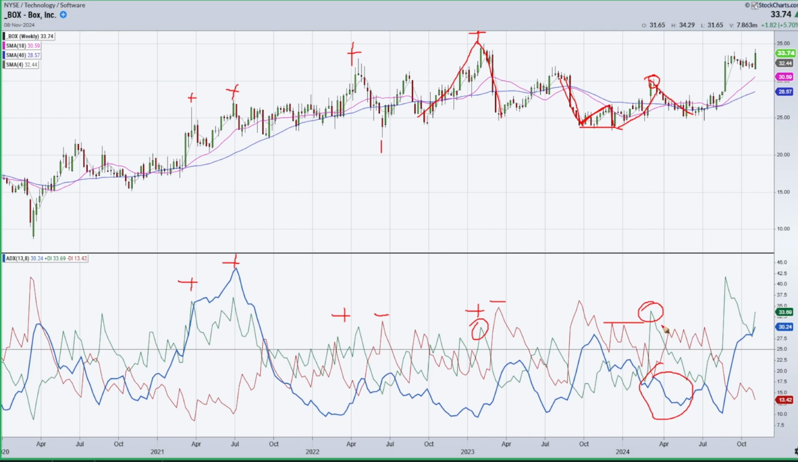We get a move to the downside. Red cannot make a new peak. And then we get a move to the upside. And now we have real strength, breaks out above all of these highs. And it's the first time we really get the green going again.